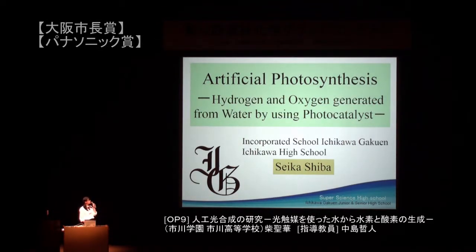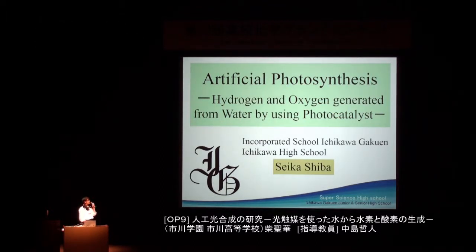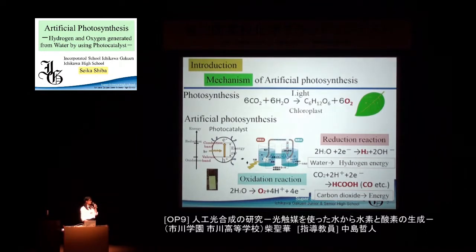I'm talking about artificial photosynthesis, a process of generating hydrogen and oxygen from water by using a photocatalyst. In artificial photosynthesis, oxygen is produced when a photocatalyst is irradiated with light, and on the counter electrode, hydrogen is produced by a reduction reaction. It also produces formic acid and carbon monoxide from carbon dioxide.